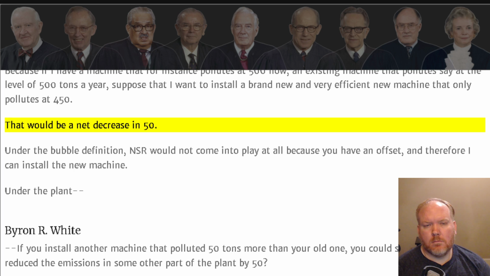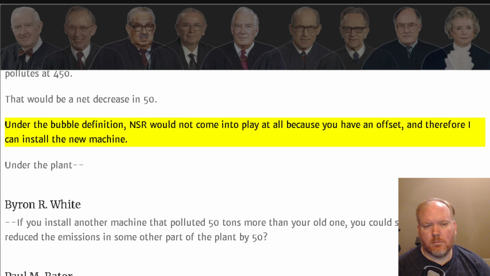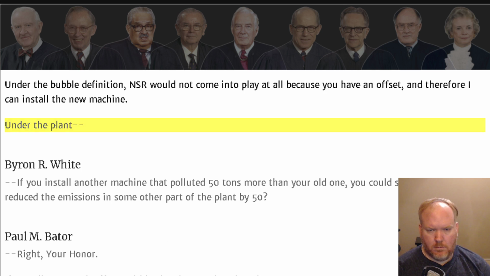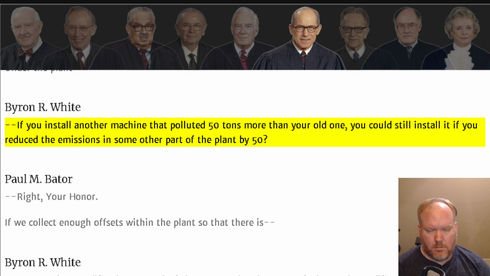That would be a net decrease in 50. Under the bubble definition, NSR would not come into play at all because you have an offset, and therefore I can install the new machine. Under the plant, if you install another machine that polluted 50 tons more than your old one, you could still install it if you reduced the emissions in some other part of the plant by 50.